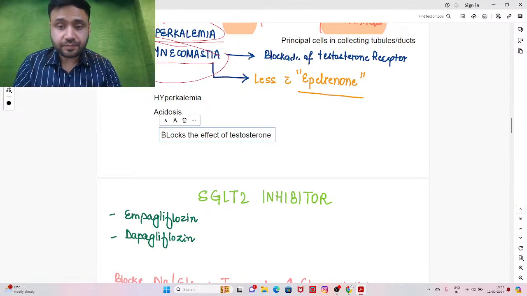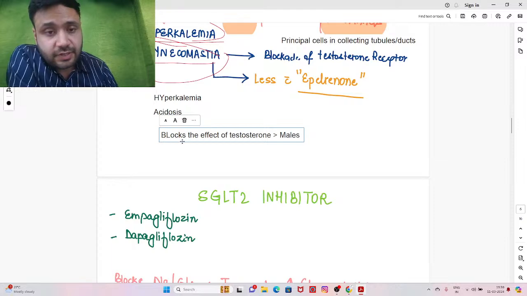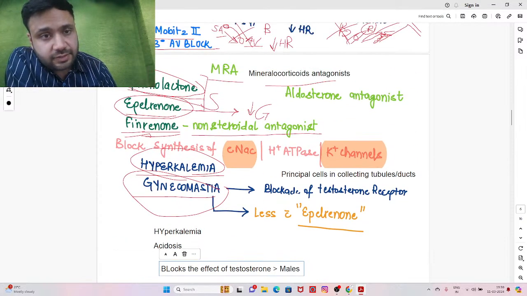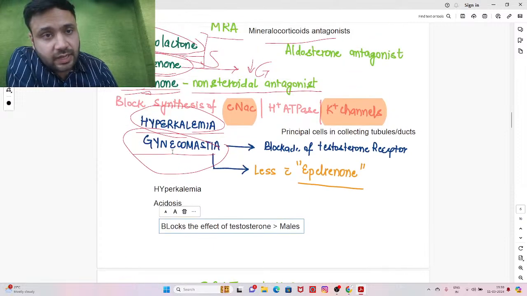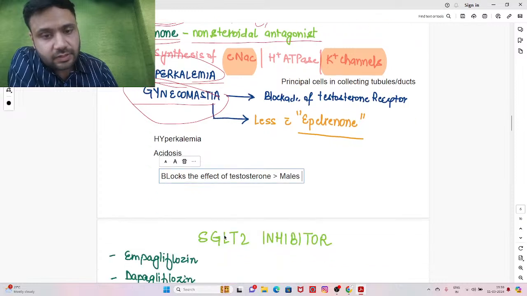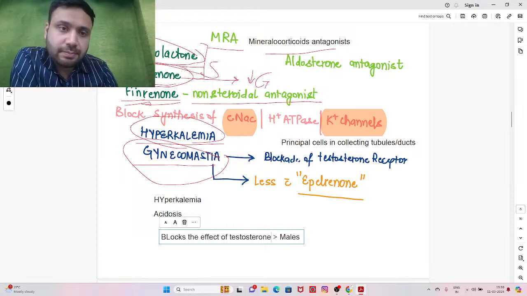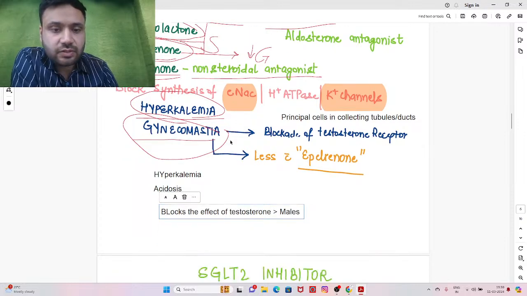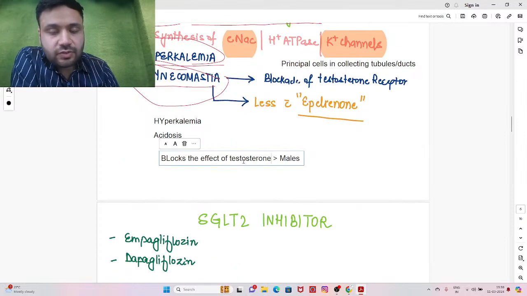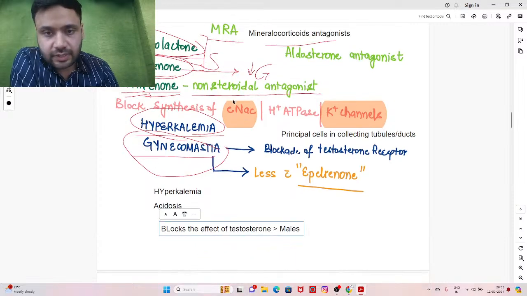And this is especially in case of males. So the only difference between these two is that eplerenone has less chance of gynecomastia. Why? Because its ability to block the testosterone receptor is less. It has less receptor blocking property. Eplerenone has less chance of gynecomastia because the blocking effect on testosterone is less, right?